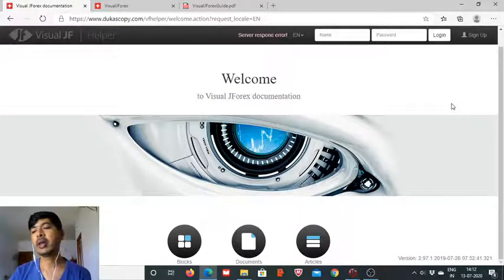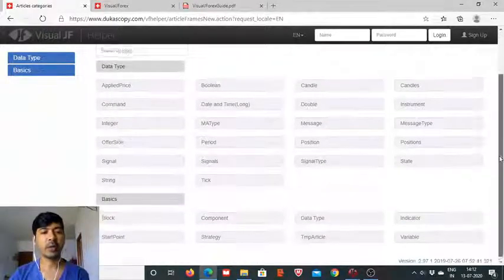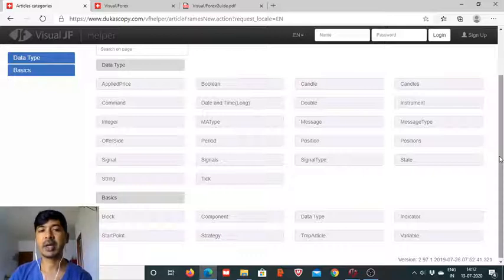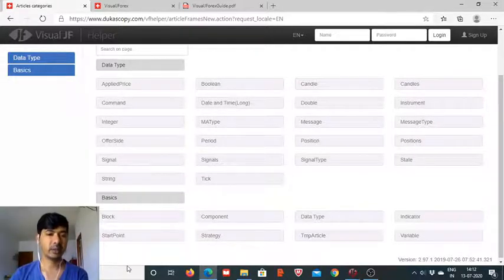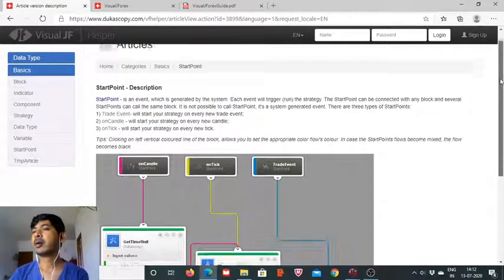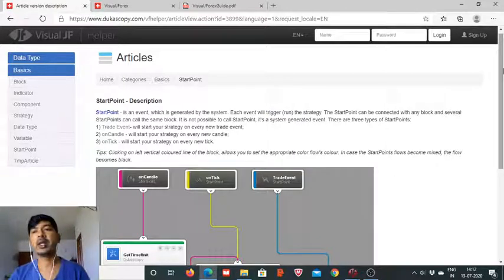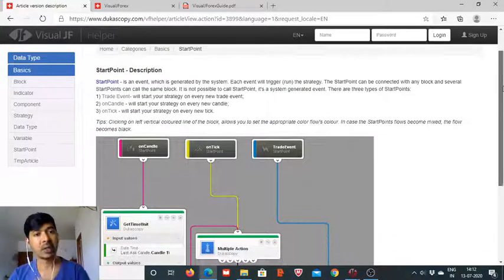Myself Vaibhav. In today's session of Visual JForex, we will be starting about the start point. This is a new week, a fresh Monday, and here we will get started with the start point, which is part of the basics which we have been doing for the past couple of sessions. So let us see how we can implement the basic points of starting the algorithm, and there are three options out there for the start point.